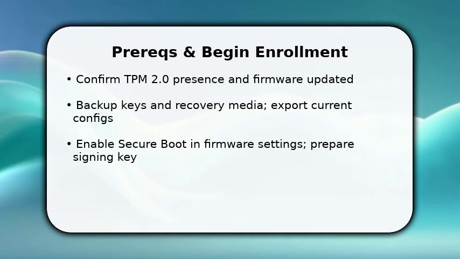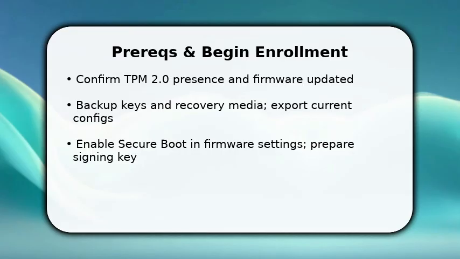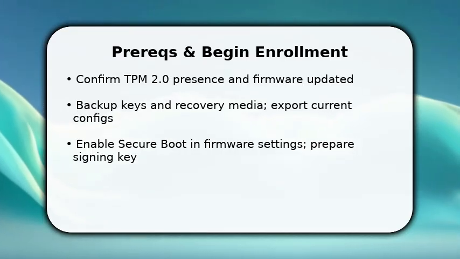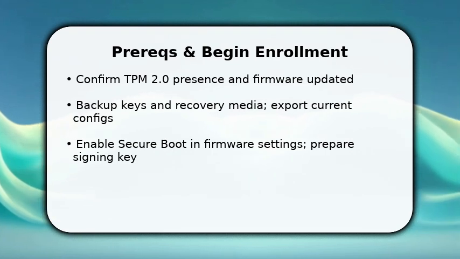Then enter the firmware menu and enable Secure Boot. Load or create a signing key so you can sign bootloaders and drivers. Make sure to document passwords and key locations. This immediate setup prevents common failures and lets you proceed to signing and enrollment with confidence.